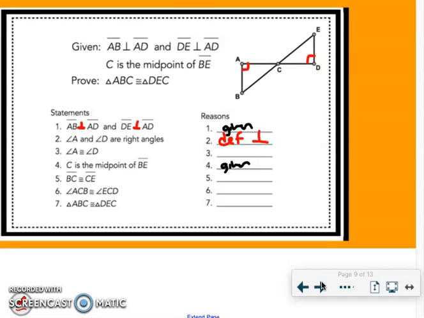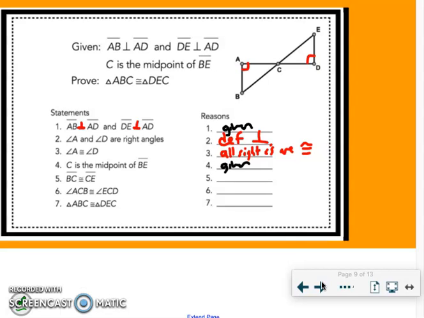Okay, then why is A congruent to D? Well, they're both boxes. They're both 90 degrees. They have to be congruent because they're 90 degrees each. All right angles are congruent. Okay, so I have one pair of congruent angles. The red one's up there.